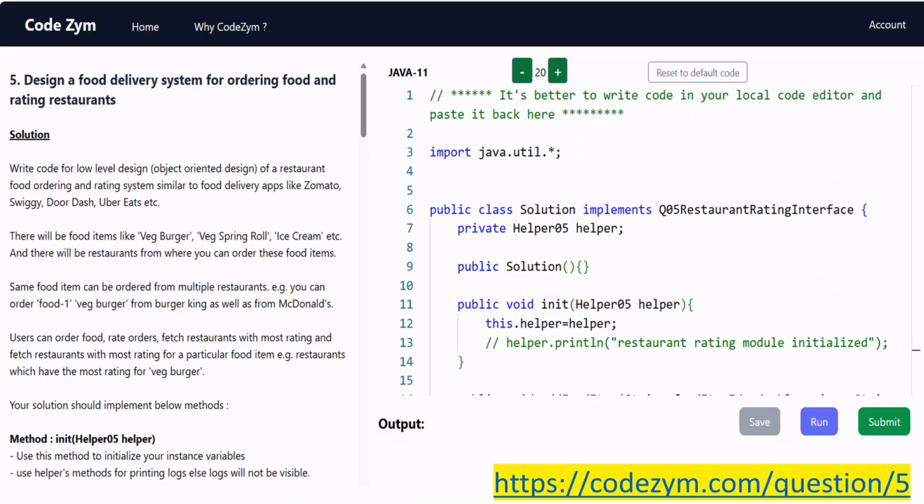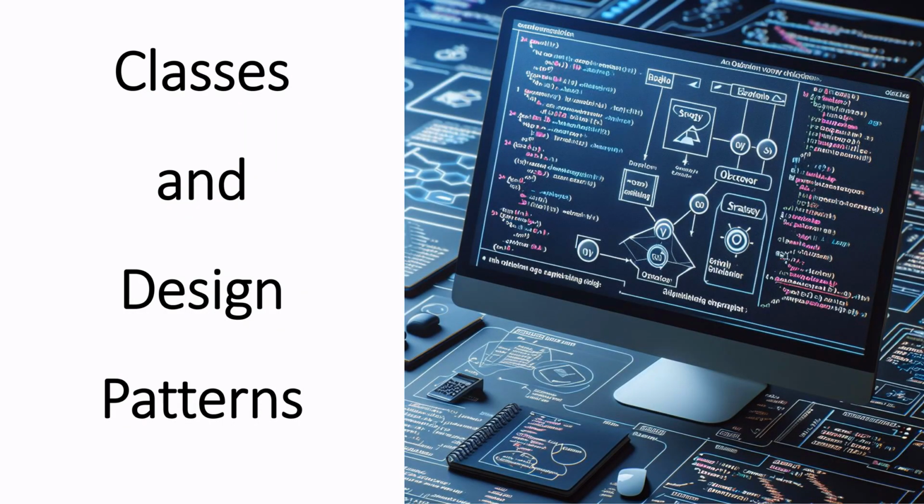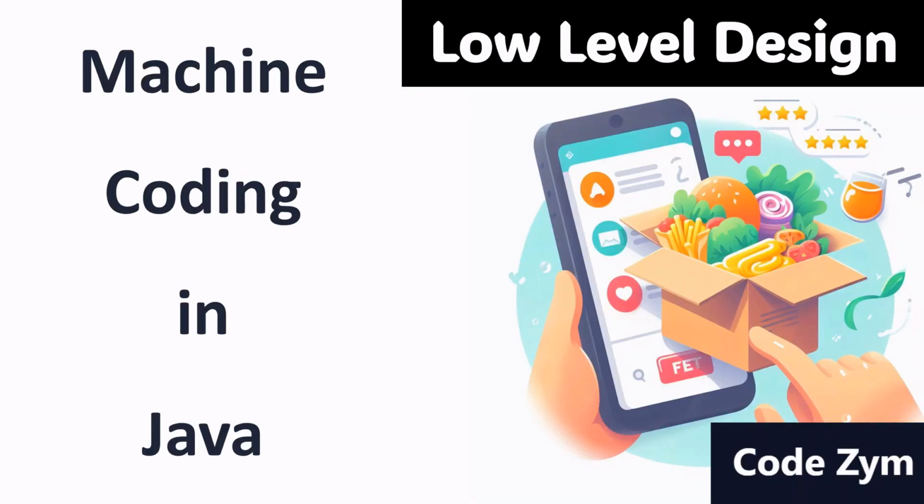We are going to do 4 things today. First, we will discuss the problem statement from CodeZym and see what are the requirements. Then we are going to break the overall solution into different classes and also discuss the various design patterns which we will be using to solve this. Here, we will be using observer pattern and a slight variation of a strategy design pattern. After that, we are going to write the code for our solution in Java.